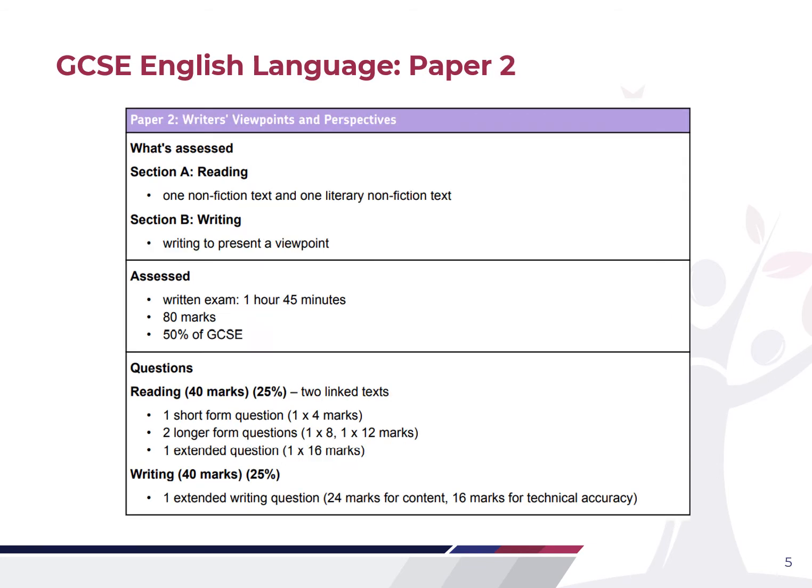Language paper 2 is slightly harder than paper 1. It's called Writers' Viewpoints and Perspectives. Again, the students are assessed on reading and writing. The exam is also 1 hour 45 minutes, just like paper 1, and it's worth 50% of the GCSE. Students are given 2 non-fiction extracts, and they have to answer 4 questions on these, comparing them. And then there's also a writing question, this time writing something like a speech or an article or a letter, a more kind of transactional form of writing. And again, they get marked on the content of this piece of writing and the technical accuracy.